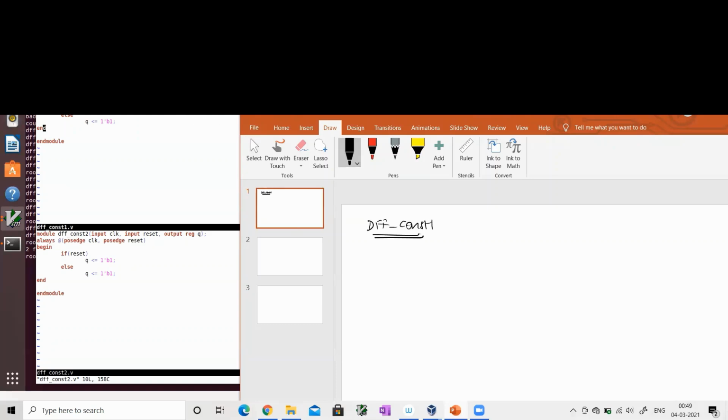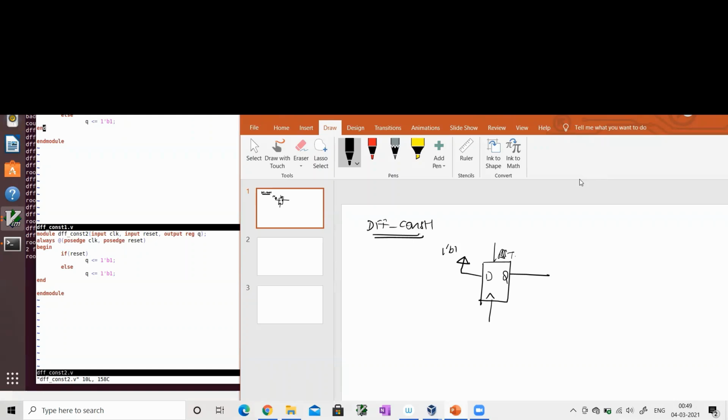If you look at this code, we have a flop because always at posedge clock, posedge reset infers a flop. So upon reset, the Q is going to get 0, and else Q is going to get 1. That means the D input is tied to 1'b1. So is this a sequential constant? We have discussed this during the presentation of the optimization also.